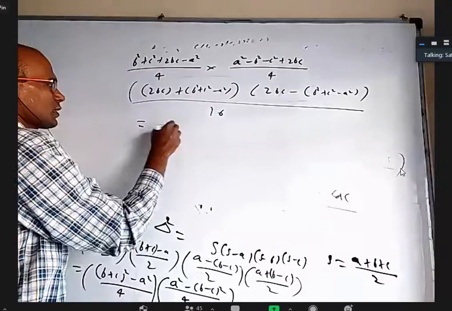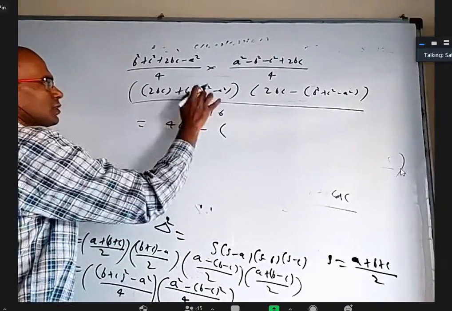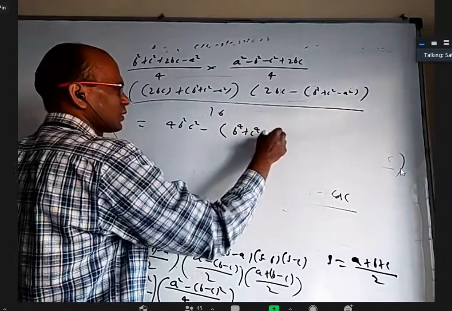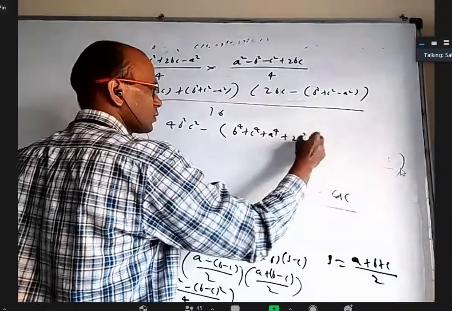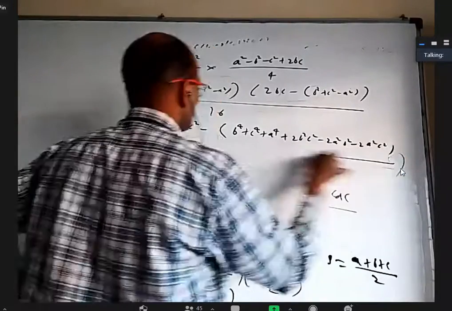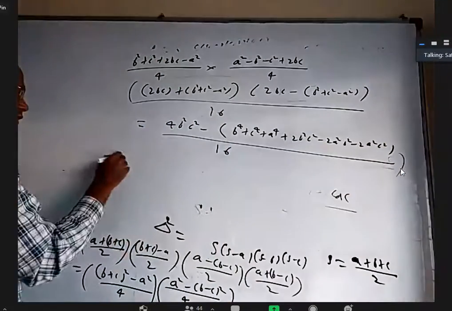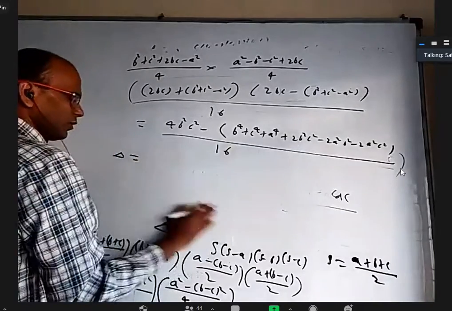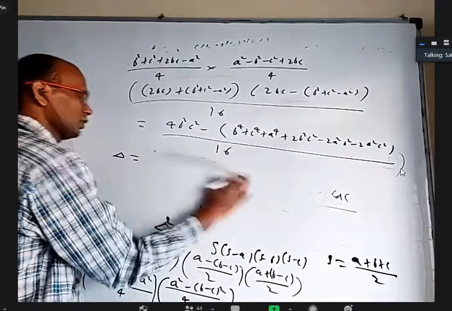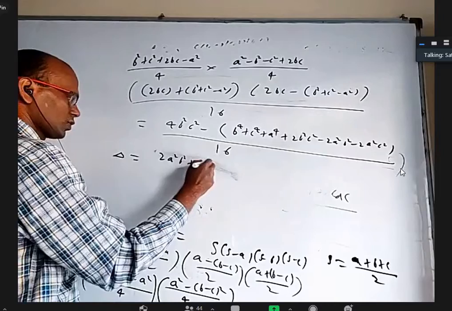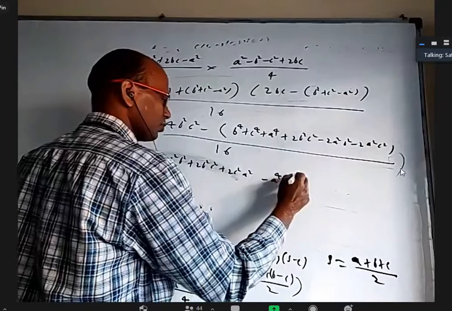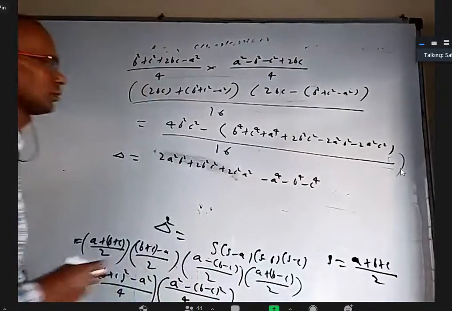When I expand this, I'll get 4B square C square minus the square of this. The square of this is B power 4 plus C power 4 plus A power 4 plus 2B square C square minus 2A square B square minus 2A square C square by 16. So delta is equal to, when you simplify, let me write total: 2A square B square plus 2B square C square plus 2C square A square minus A power 4 minus B power 4 minus C power 4.